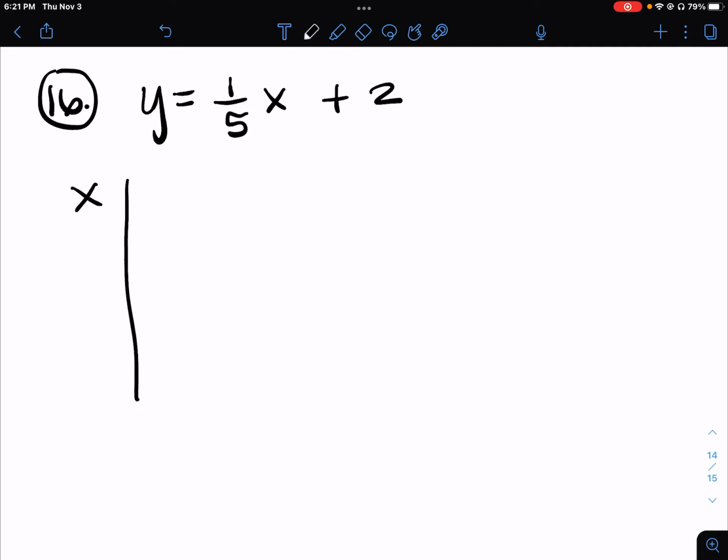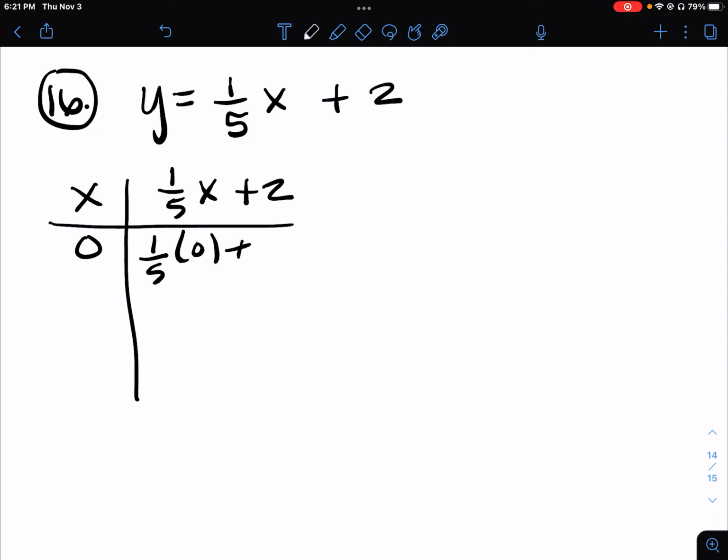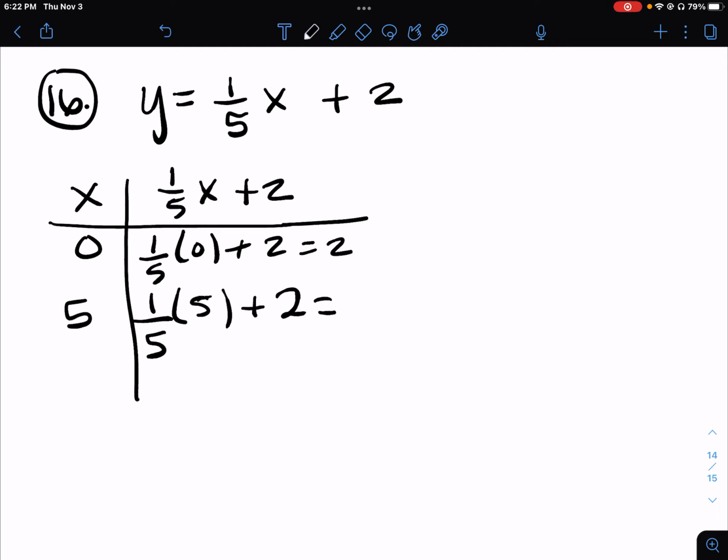Okay, so we want to plug in. Always start with 0 because it's easy. 1/5 times 0 plus 2. Now you want to plug in the denominator, since that's a fraction. What that does is make those 5's cancel, so 1 plus 2 is 3.